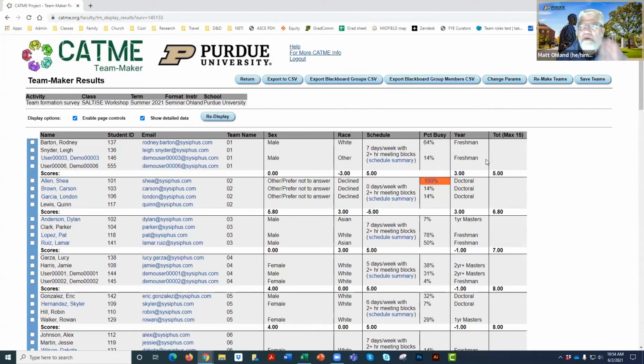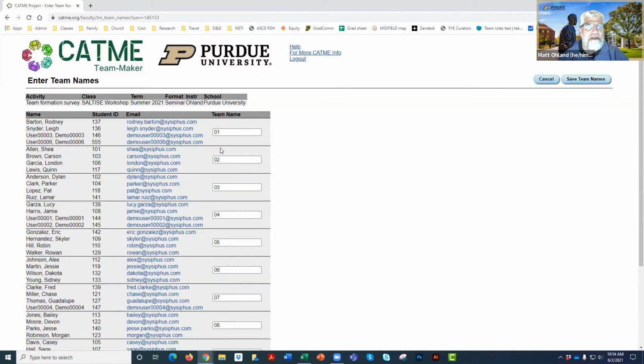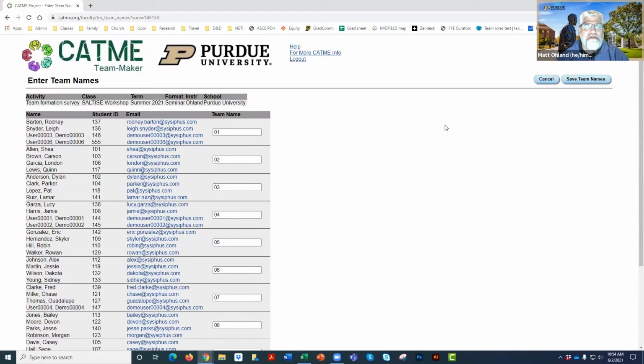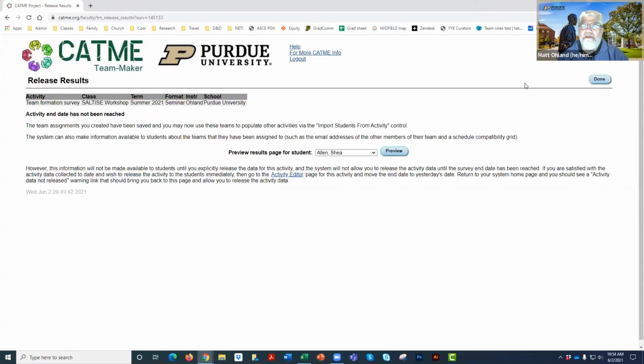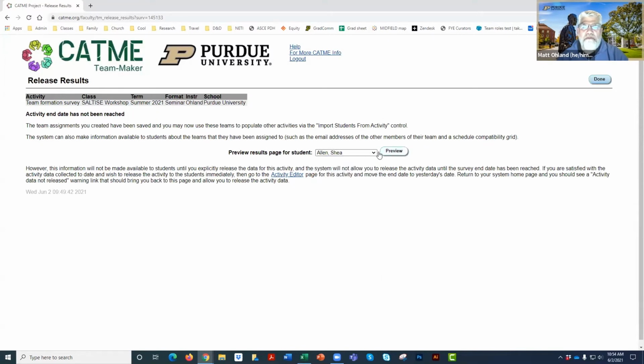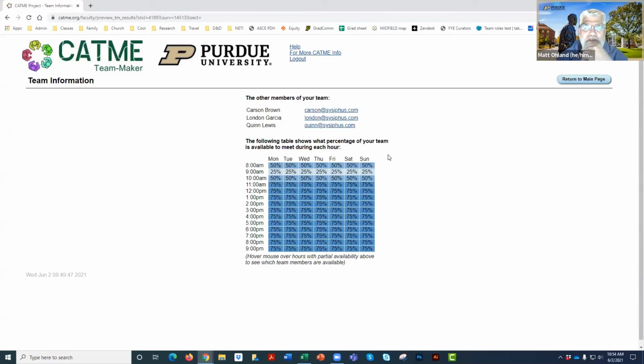All right, so I'm going to show you what happens when I save teams, but we're actually going to use a different set of teams for the next exercise anyway. When I try to save the teams, it just suggests a bunch of team numbers, and when I save those, it will release those 2 people. I'll preview this so you see. This is what Shay would see: even though you didn't want to be on a team, I put you on a team anyway, and this is what your team looks like.